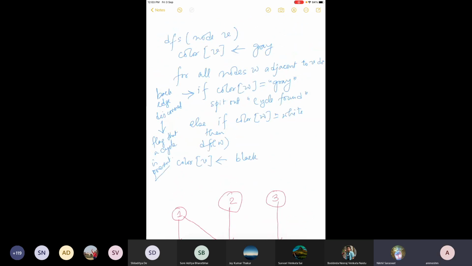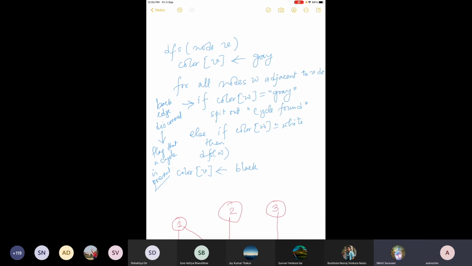I'm not able to get you. Which algorithm are you asking about? This one, the cycle detection. Yes, sir. So what is the question? Sir, here we are using a for loop for finding all the adjacent nodes of V. So we are saying that if the color of W is gray, then a cycle will be found. But how can we say that there is an adjacent node which is also exploring its edge? So that must be a back edge. No, that is what we are checking. We are checking whether the color of one of the adjacent nodes of V is gray. That means it has already been visited.